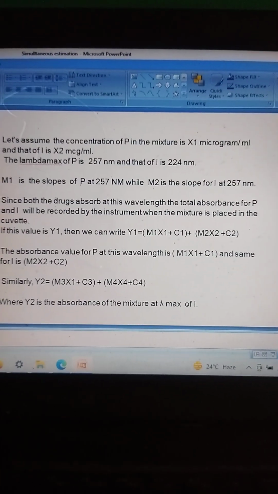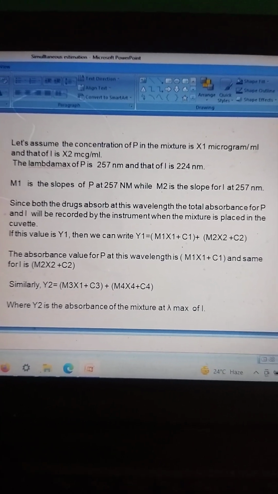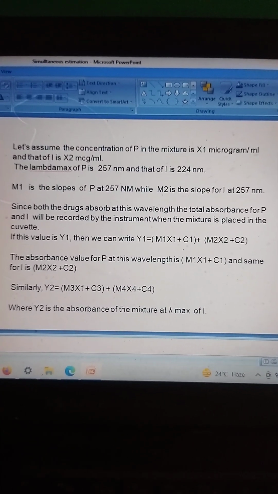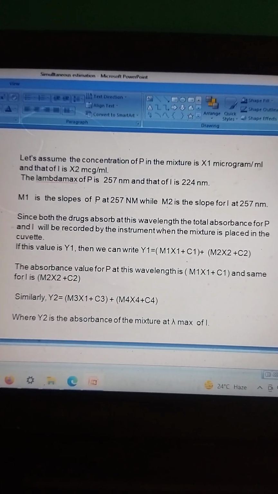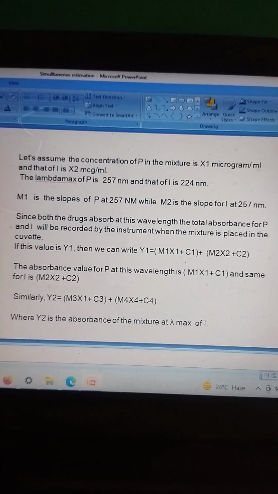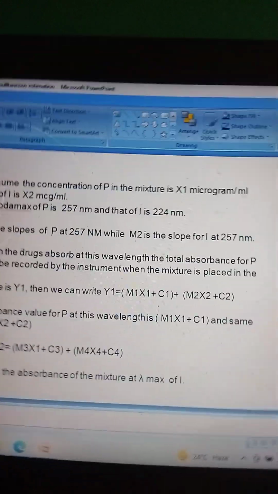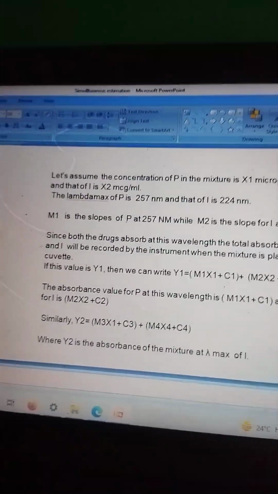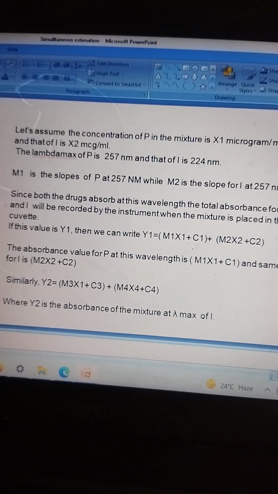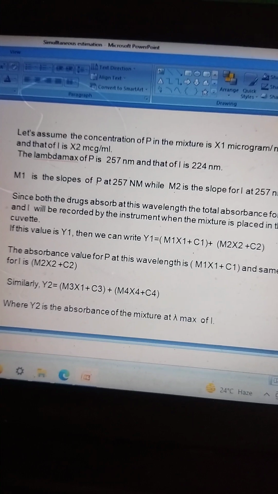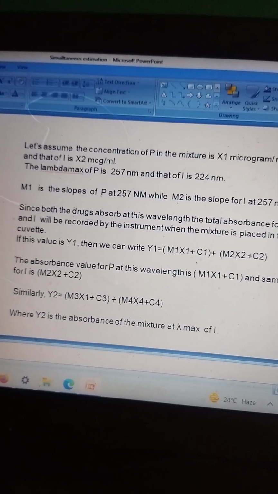Both the drugs absorb simultaneously. So whatever be the absorbance and whatever be the absorption maxima, the total value is recorded. Each drug has contributed to this value. Now, see the equation for Y1. Let's take that the mixture has shown a value of absorbance which we have taken as Y1.